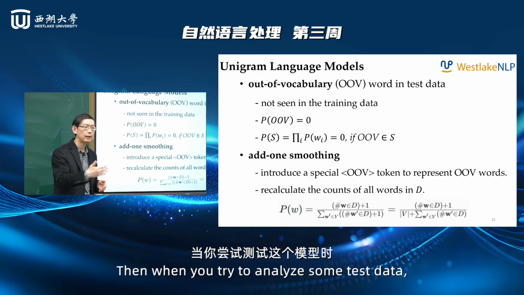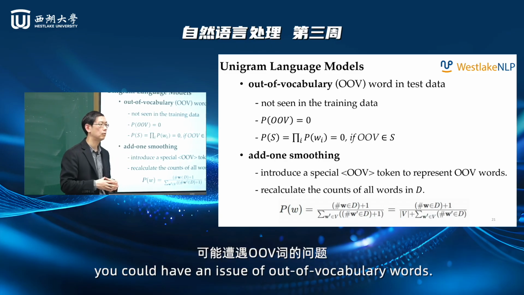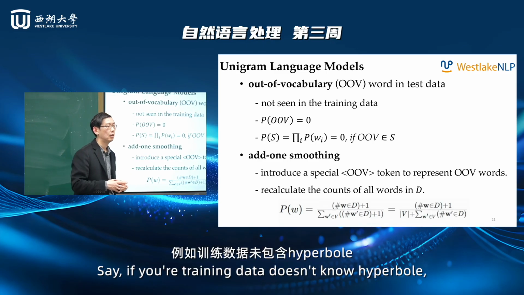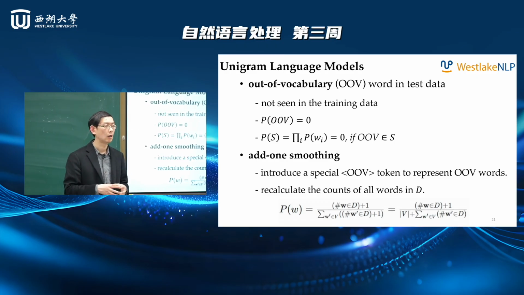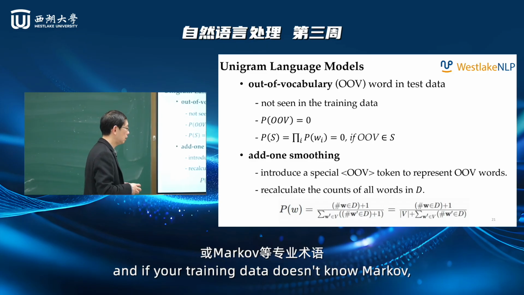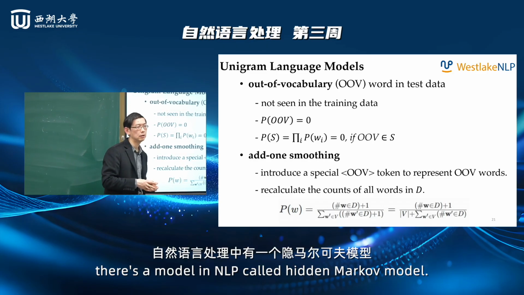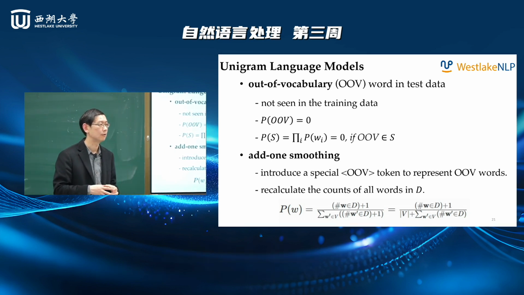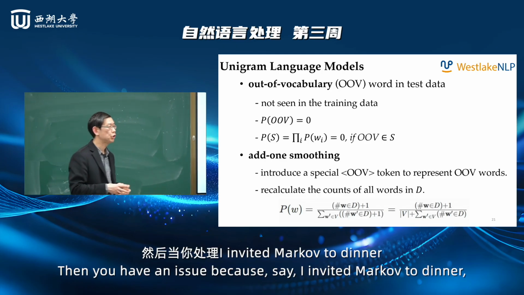Then when you try to analyze some test data, you could have an issue of out-of-vocabulary words. Say, if your training data doesn't know hyperbole, okay? And if your training data doesn't know Markov, okay, there's a model in NLP called hidden Markov model. So that's why I always say Markov. Then you have an issue.